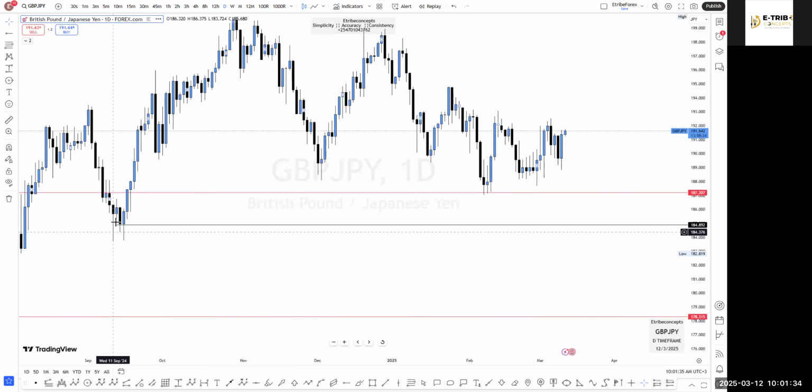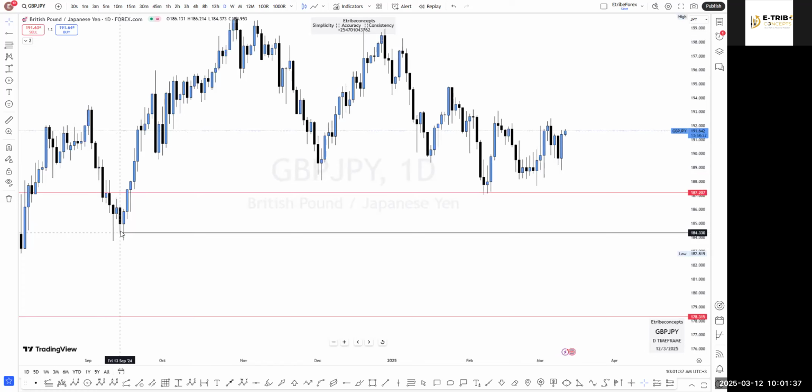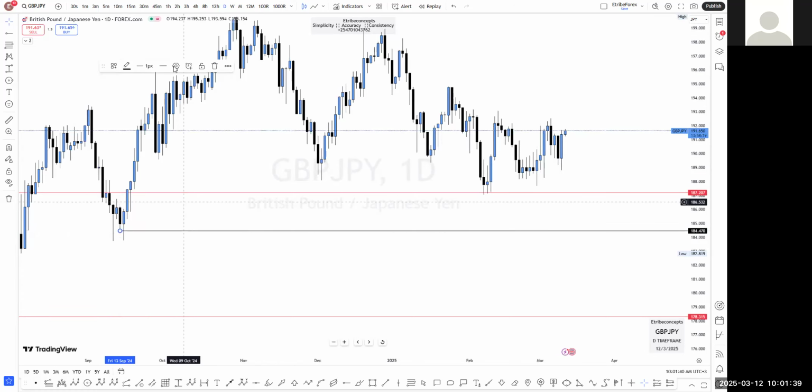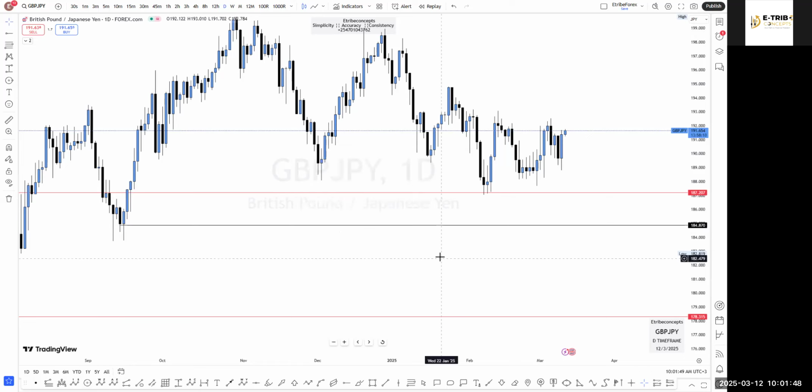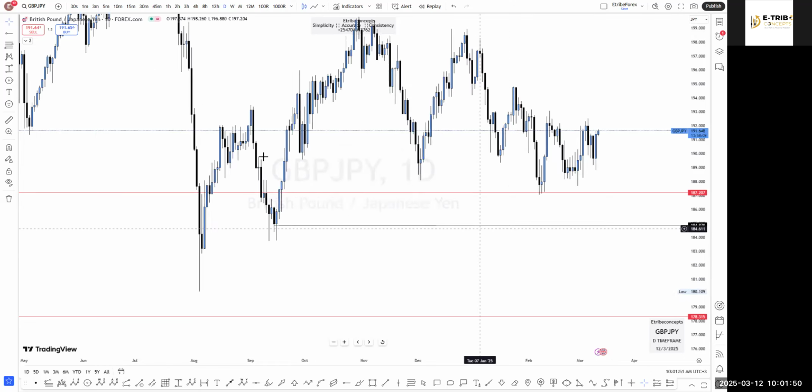184. I think it's 184.78, 184.87. Yes, that's an area that I'll be buying from. I'll refine to that area.